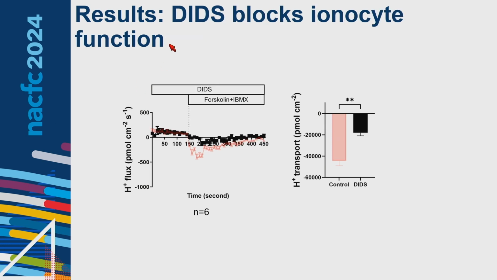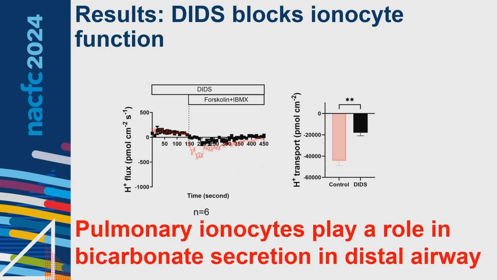Then we are wondering whether we can block that bicarbonate transport. So we use DIDS, which blocks the anion exchanger 2, that in our blue journal we think collaborates with CFTR to provide the ionocyte function. Our results show that incubating the native tissue with DIDS blocks the ionocyte function. So we think that the pulmonary ionocyte plays a role in bicarbonate secretion in the distal airway.